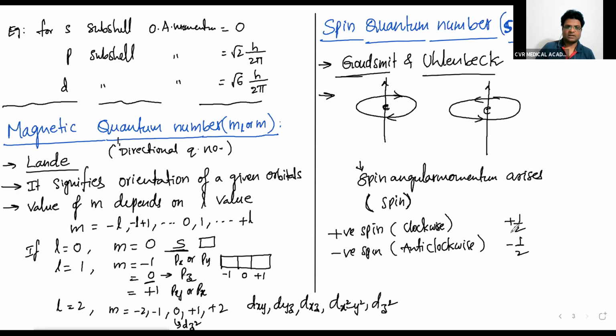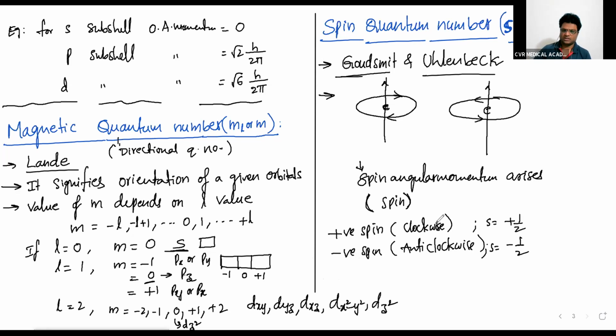You can't take plus 1 by 4 and minus 1 by 4, or plus 3 by 4 and 1 minus 1 by 4, or plus 1 and minus 1. The difference rule will not be valid. They should be the same in magnitude, opposite in spin, and the difference of values should be equal to 1. In such a way, the values of the spin quantum number are selected as plus half and minus half.